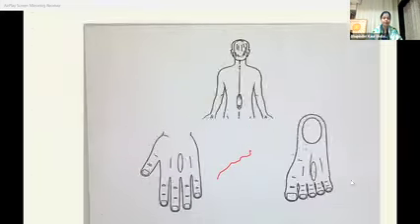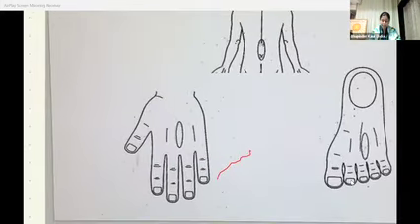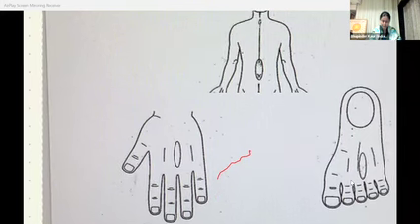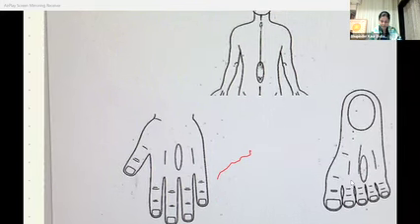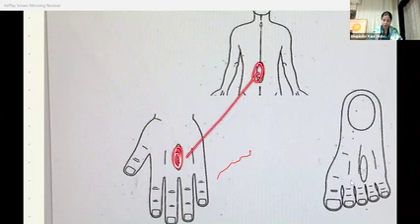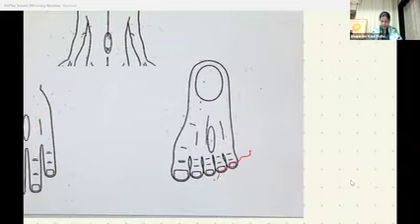In hand system, in basic system, this area we have to focus, this one. This area we will focus. Yes, this patient is having lumbar pain. So this is the place. And in foot.